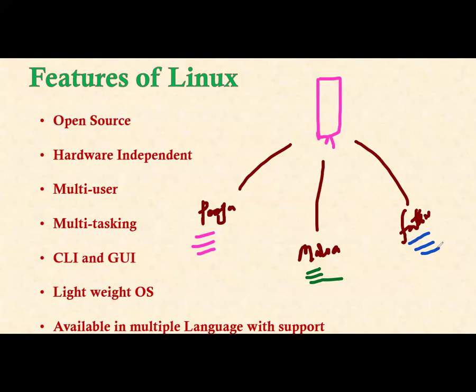Pooja can open, let's say, process management console. Maria can open, let's say, data management console. Fatima can open disk management console. They all can work together on a single server without interrupting each other's work. This is your multi-user and multitasking.